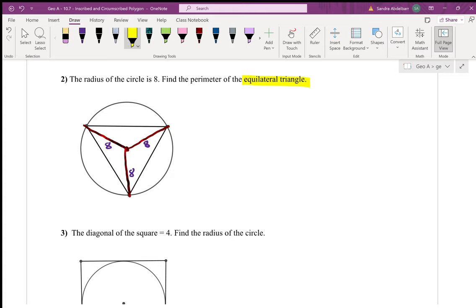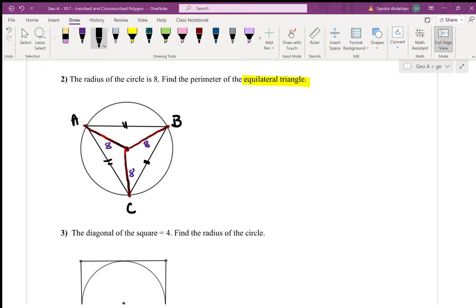What does it mean if the triangle is equilateral? All sides are congruent. Let's give these some letters, actually. Let's do A, B, C. So we know AB is congruent to BC, which is congruent to AC.